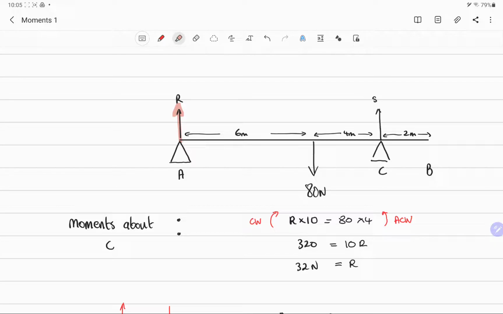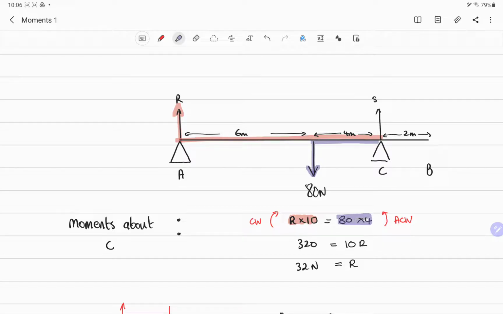And R is how far from C? R is 10 meters from C, which is why I have done R multiplied by 10. Now I want to look at the anti-clockwise moments, the force acting in the opposite direction. This 80 newtons acts in the opposite direction, and it is at a distance of 4 meters from C.